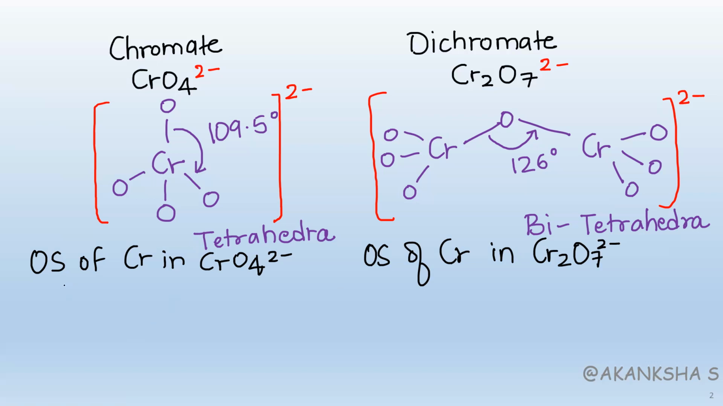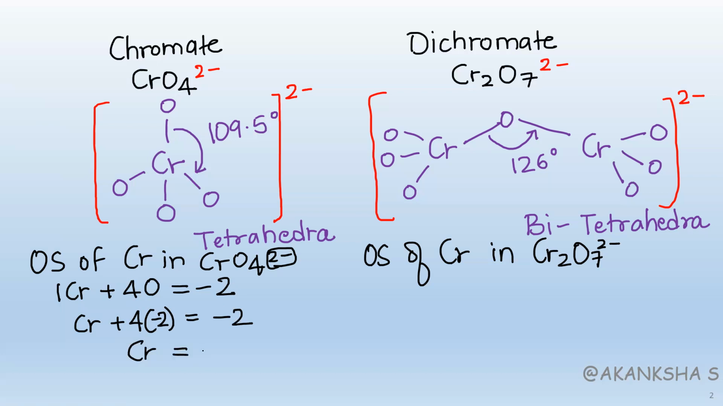For those who are looking at oxidation state for the first time, it's simple. 1 chromium atom plus 4 oxygen atoms. What's the total charge? The total charge is -2, so you put -2 over here. Another thing that's pretty obvious over here: oxygen carries a charge of -2. So chromium becomes -2 plus A. Hence, the charge over chromium, or the oxidation state of chromium, is +6.